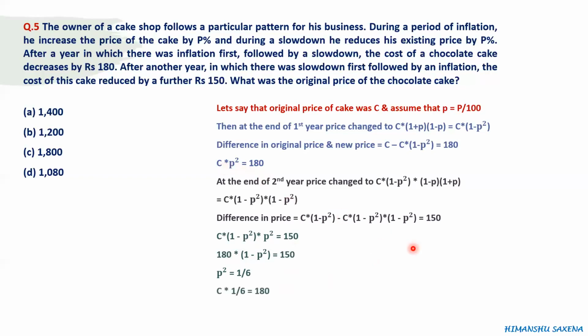So if we put the value of P square as 1 by 6 here, you get the value of C, which is equal to 1080 rupees. So our answer is option D, 1080, right?